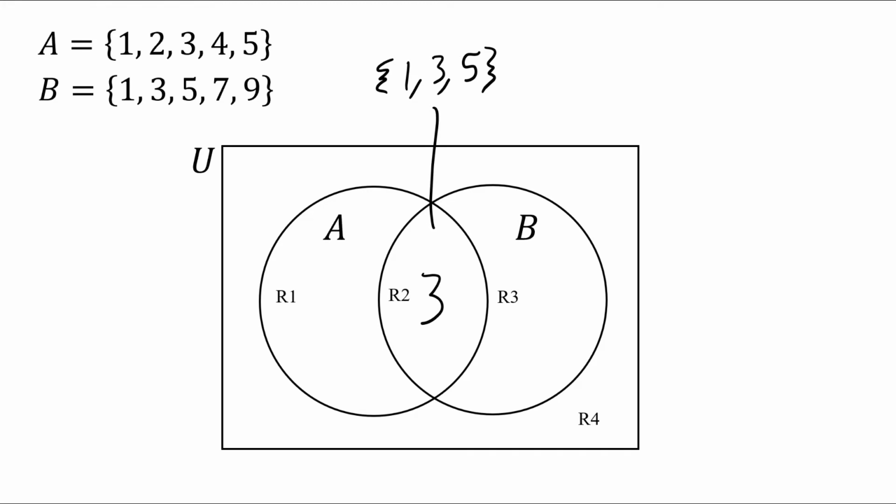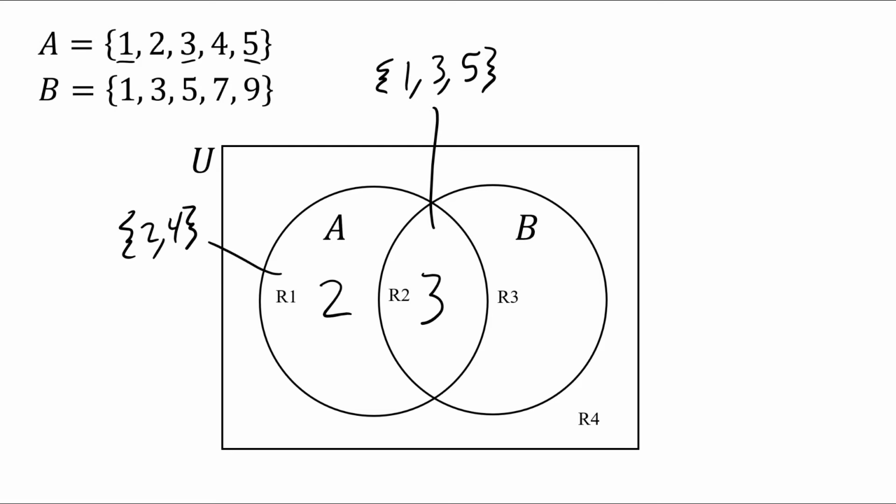All right. Now let's find R1. So those would be the elements that are in A that weren't listed in R2. So the elements that are in A and just A, not in B. So in region 2, that was 1, 3, and 5. So region R1 would therefore be 2 elements, and those 2 elements are 2 and 4. Both of those elements are in A, but not in B.